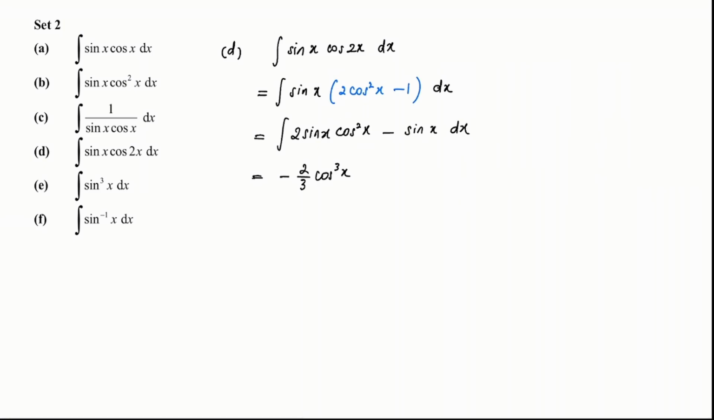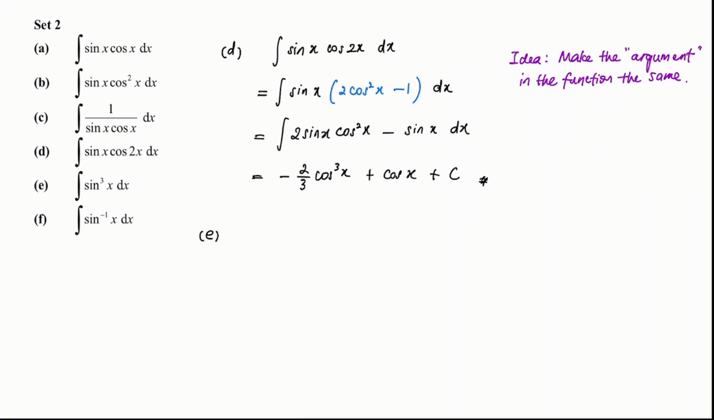Then so that's why the power goes up, you divide by the new power. Minus sign integrate will become plus cosine. Okay, then plus c. Okay, so the idea over here is to make the angle inside the function the same. Okay, so that's over here for part D.